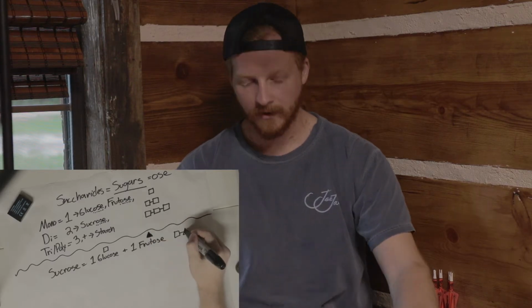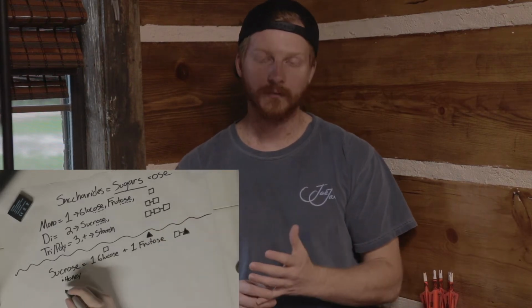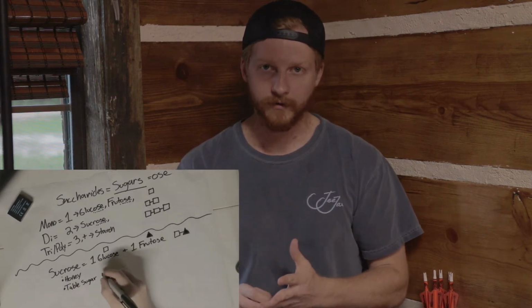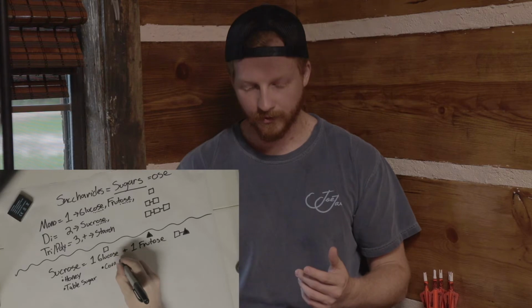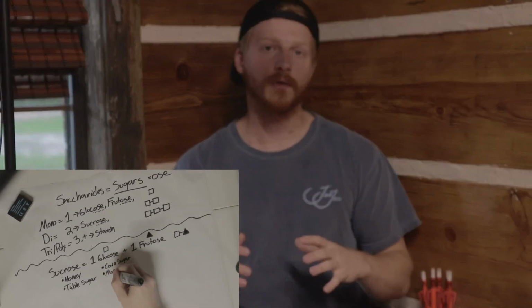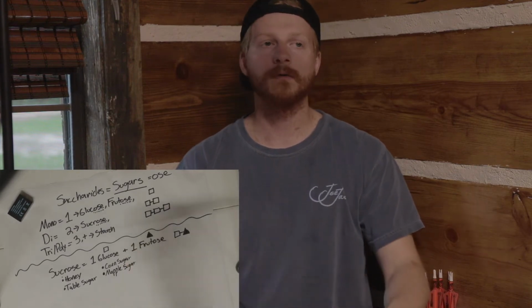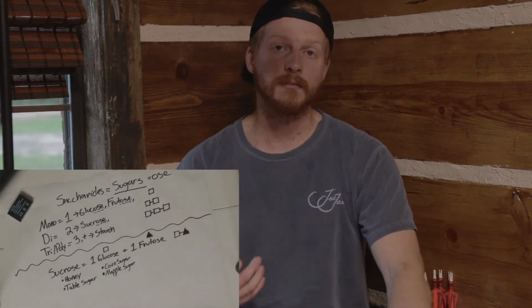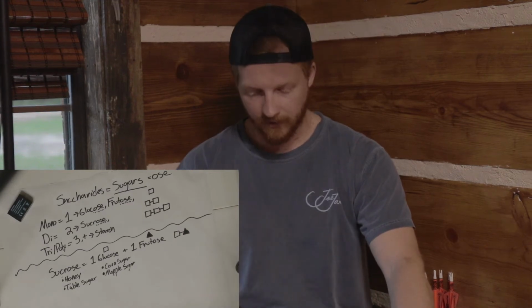Alright, so examples of sucrose, we got honey, we got table sugar, we have corn sugar, we got maple sugar. Sucrose is basically the sugar that you're going to run into the most over-the-counter processed. And the reason why is because it's incredibly sweet. And it is pretty easy to ferment.